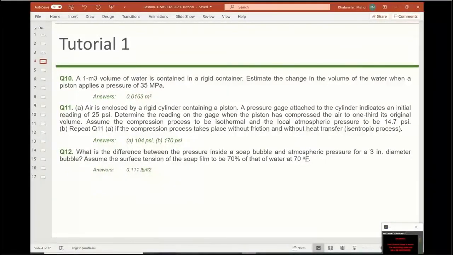So this question is about compressibility. The parameter for compressibility was bulk modulus. We had two formulas for bulk modulus, one in terms of volume, one in terms of density. Here volume is given, so go with volume. And this question says find change in volume, so delta V is the question mark.